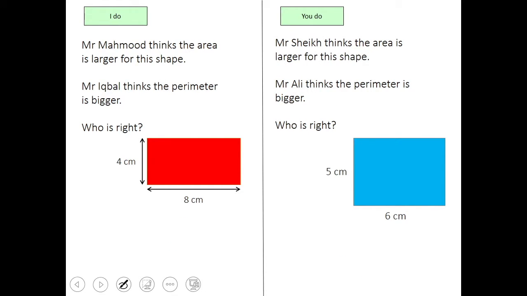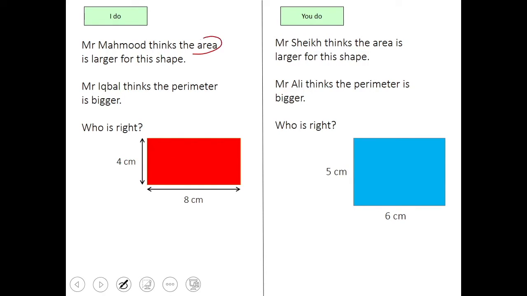Right, so now that we know how to work out the area and we know how to work out the perimeter, we're just going to look at a couple of questions that incorporate both of them together. So in this first question it says, Mr. Mahmood thinks the area is larger for this shape. Mr. Iqbal thinks the perimeter is bigger. Who is right?